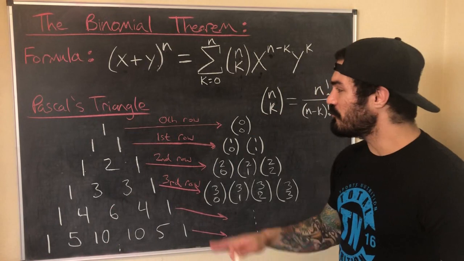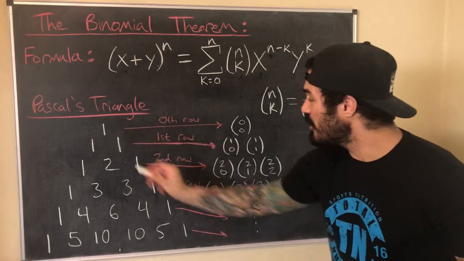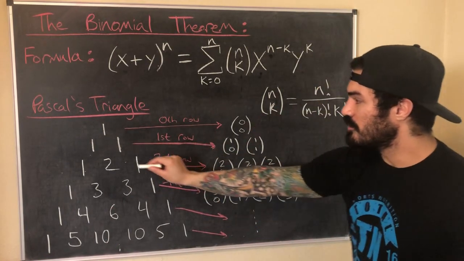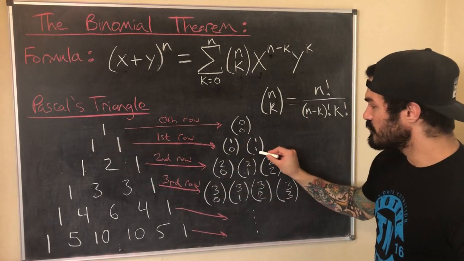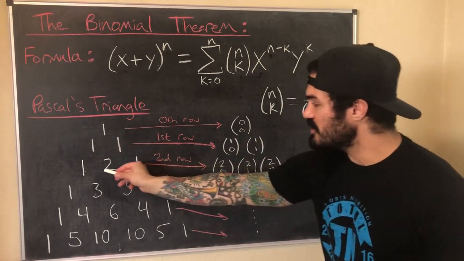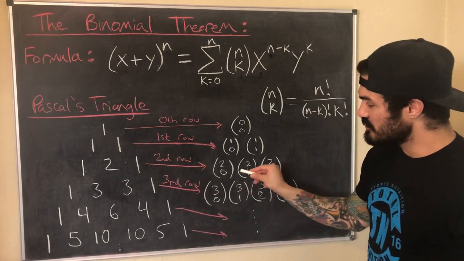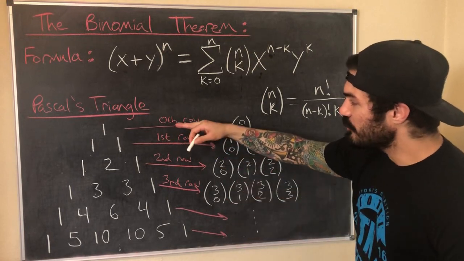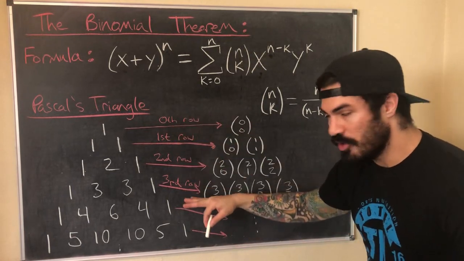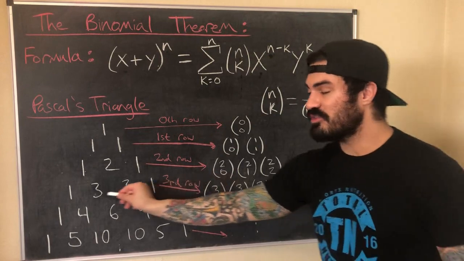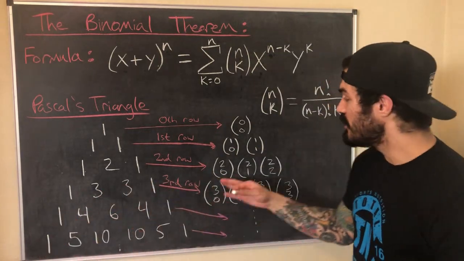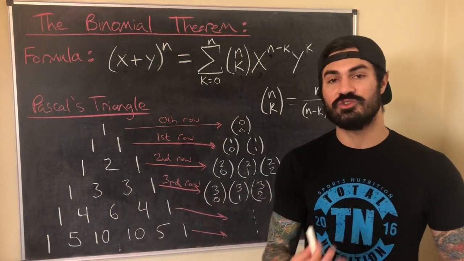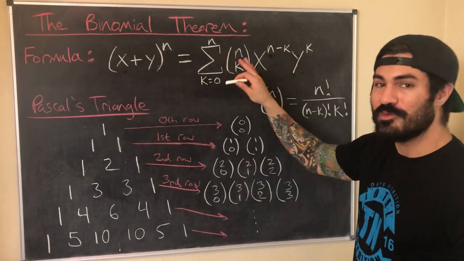So this is why it's so helpful, is because what we can notice is that 1 is equal to 0 choose 0. 1 is equal to 1 choose 0, and 1 choose 1, right? So each of these rows corresponds to a set of binomial coefficients. And if we label them row 0, row 1, row 2, row 3, etc., then the nth row corresponds to n choose 0, n choose 1, n choose 2, all the way up to n choose n, which is exactly what we need to expand binomials using this formula, right?